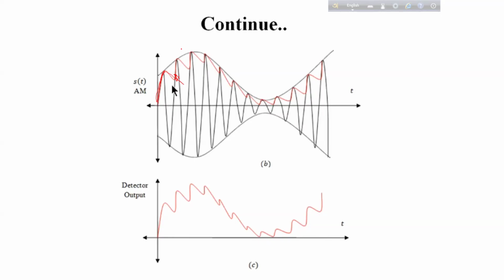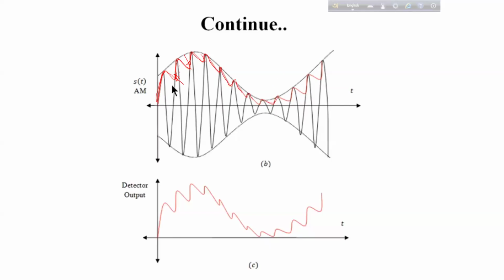So again, the capacitor will start charging. Then when the input voltage decreases or gets lesser than the maximum value, the capacitor starts discharging. Again, when the input voltage becomes greater than the charge of the capacitor, it will start charging again. Then again it will discharge. So this is how it is charging, discharging, charging, discharging.